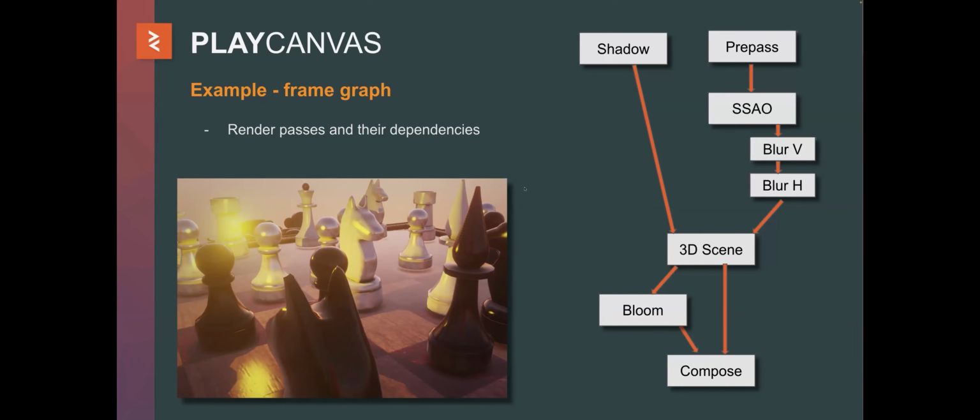I'll show you later. So initially we generate the shadow and the SSAO texture, and the next pass is going to consume them and render the 3D scene itself. When the 3D scene is done, we'll generate the bloom texture out of it, and then the compose pass at the end will combine the scene texture and the bloom texture to get the image you see there.